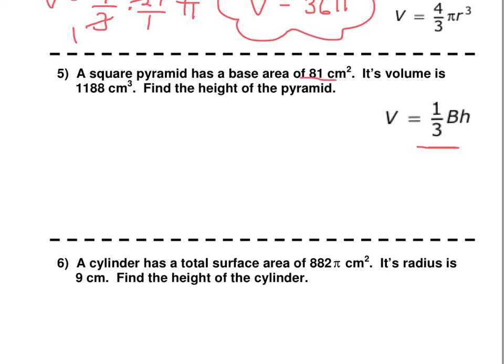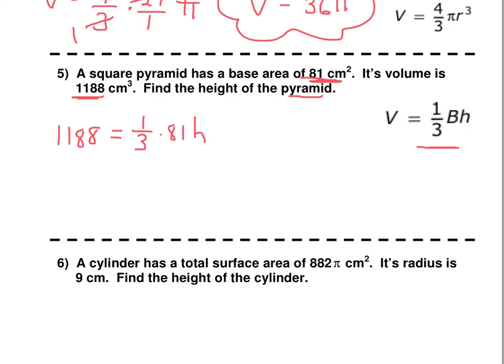So we have some numbers. The square pyramid has a base area of 81 centimeters squared, and it has a volume of 1188, so it says find the height. So the volume is 1188, so I'm going to put that where the V goes. Then I have 1/3. Then it says the base area, which is the capital B, is 81, so times 81. And then it says to find the height. So now we're going to work backwards.